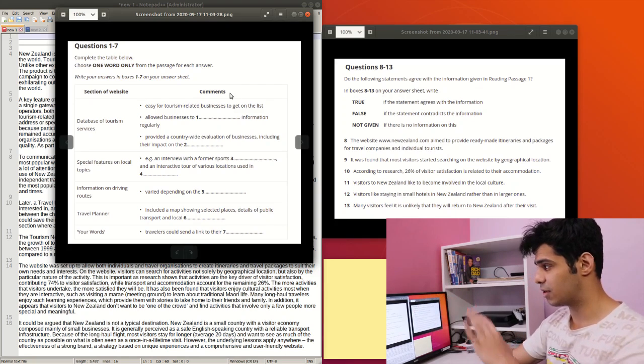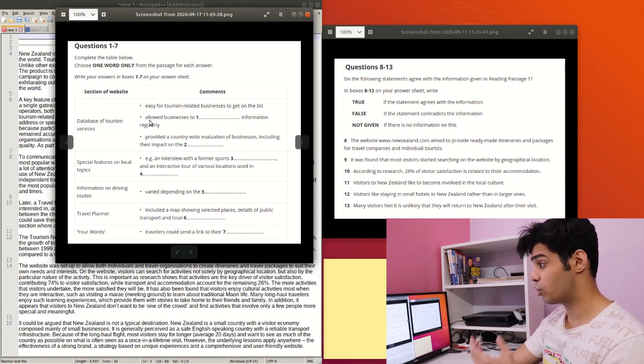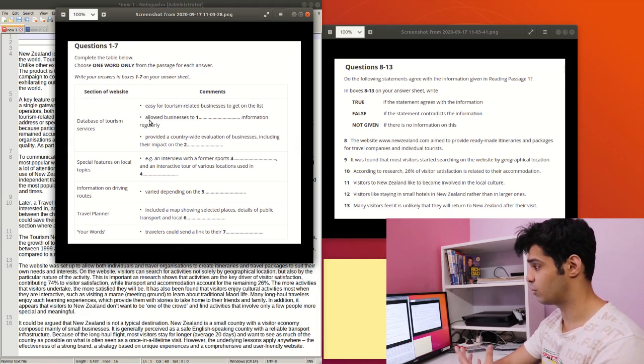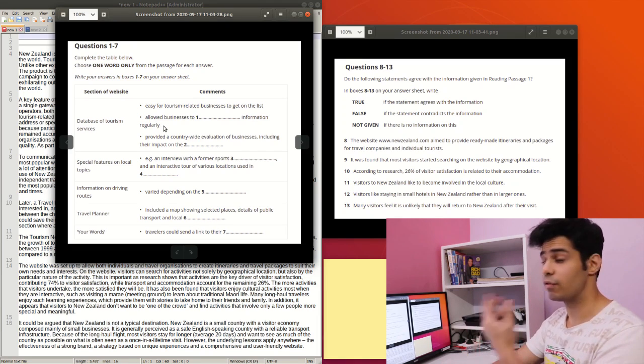So remember, I just read this first part. Just in case I miss out, I'll read the second one a little bit as well, so that I make sure I don't miss this section when I'm actually reading. So: allow businesses to do something about the information regularly. Okay, so that's something that we have to go over again.